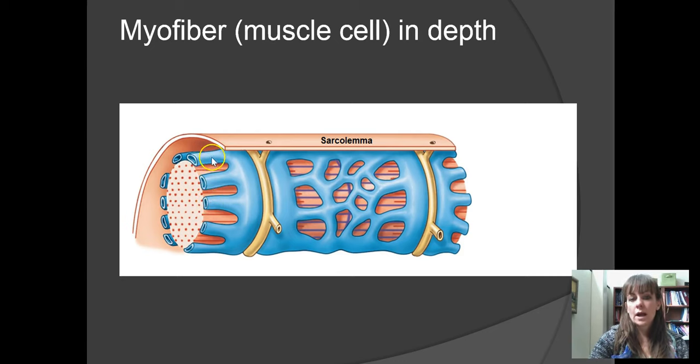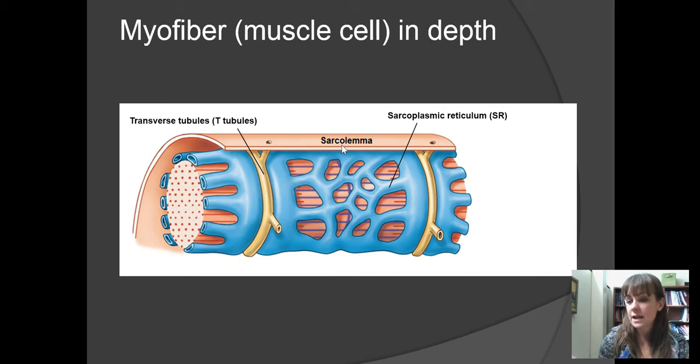In blue, what you have here is the endoplasmic reticulum of the muscle cell. And that is going to be called the sarcoplasmic reticulum. Okay, so it's like endoplasmic reticulum, just sarco means we're talking about a muscle cell. So you can see sarcolemma, that's the plasma membrane of the muscle cell. Sarcoplasm, that's the cytoplasm of the muscle cell. So sarco means we're talking about a muscle cell.